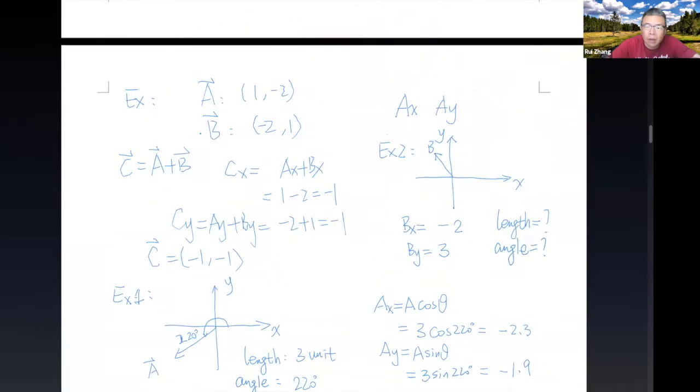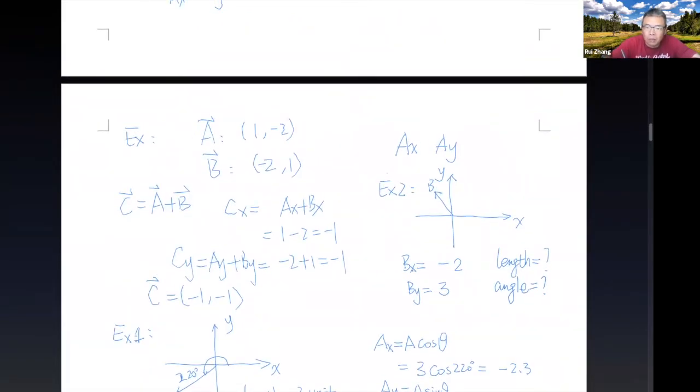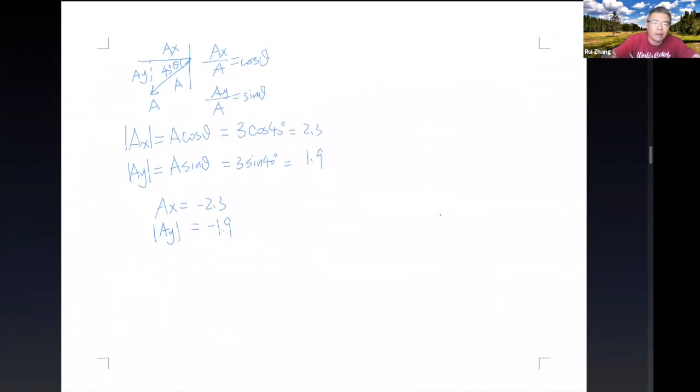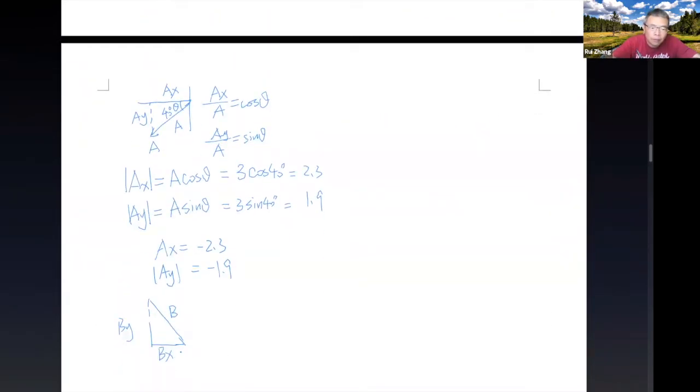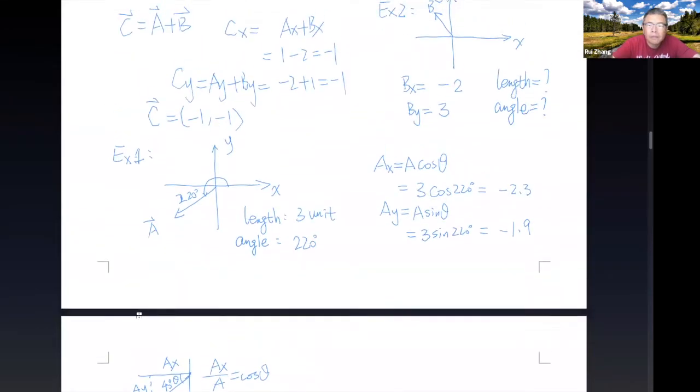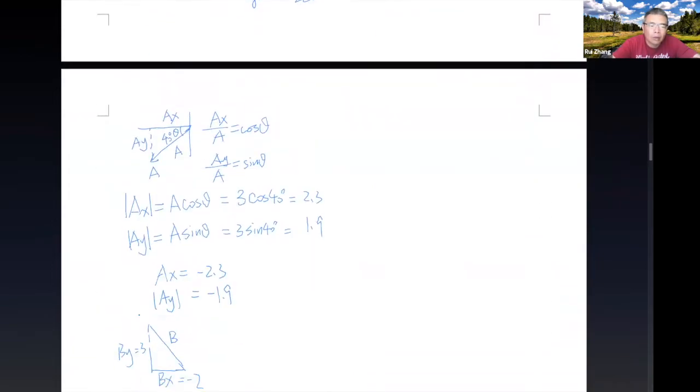Now let's talk about the second one. You're given the two components BX and BY, and because the X component is negative and the Y component is positive, this vector is certainly in the second quadrant. Again, you can form a triangle here. This is your B, your BX, and your BY. So BX equals negative 2, BY equals 3. Okay, negative 2 and 3.